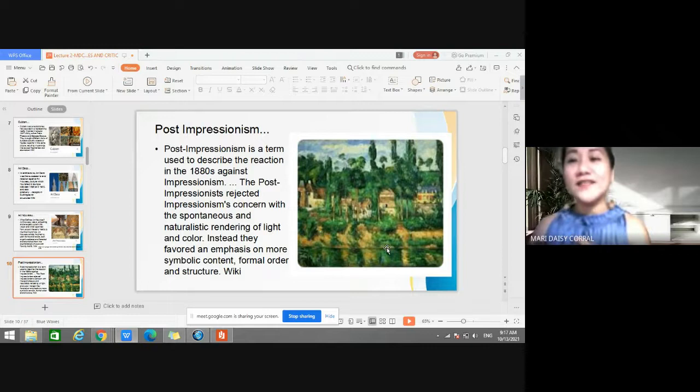So how does the artist do this? By a little bit, not really distorting, but a little bit distorting the real colors and the real movement compared to the trees in the actual picture, compared to the grasses in the actual picture. So that's how the artists do it in the post-impressionism style.